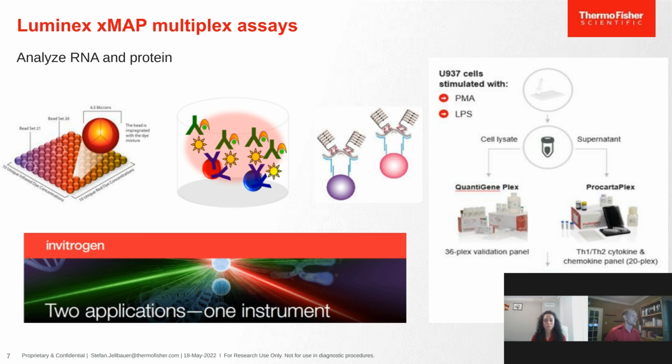Notably, Thermo Fisher Scientific is the only supplier to offer both protein and gene expression multiplex assays on the Luminex platform. And on the right-hand side, you can see a nice example of a cell culture stimulation experiment from which the same sample was then analyzed for gene expression using a 36-plex QuantiGene Plex panel, and for protein expression using a 20-plex Th1, Th2 cytokine chemokine panel from our ProcartaPlex suite of assays. This analysis will provide you with answers from many, if not all, your key biomarkers for both RNA and proteins, and I will show you some data for this experiment in a different slide.